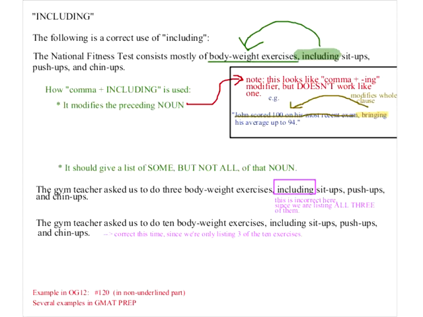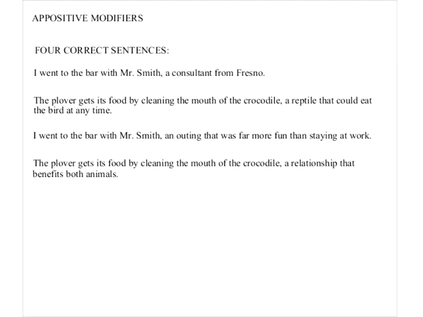Okay, let's talk about appositive modifiers. Let me tell you what appositive modifiers are. Appositive modifiers are set off by commas. They consist of just a noun or a noun plus modifiers of that noun. In other words, they are not complete sentences. This is a noun plus modifiers. We're going to see how they work below.